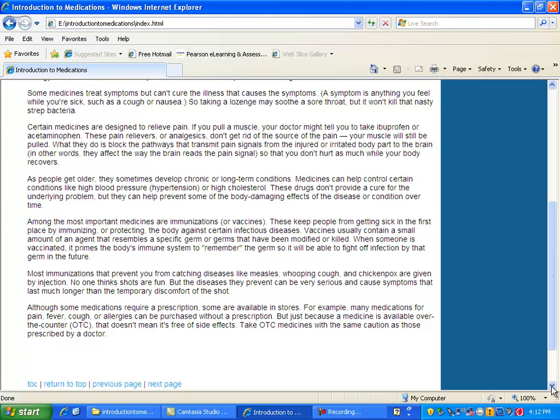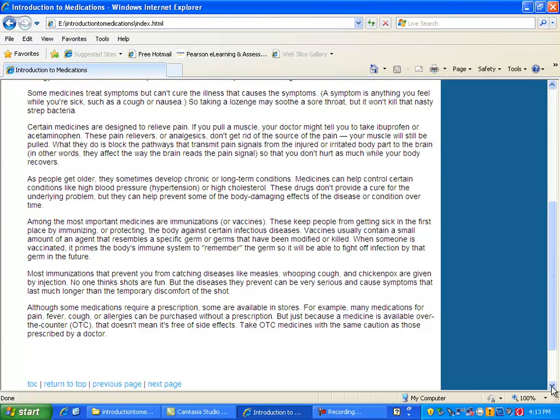Among the most important medicines are immunizations, or vaccinations. These keep people from getting sick in the first place by immunizing or protecting the body against certain infectious diseases. Vaccines usually contain a small amount of the agent that resembles a specific germ or germs that have been modified or killed. When someone is vaccinated, it primes the body's immune system to remember the germ so it will be able to fight off that infection in the future.